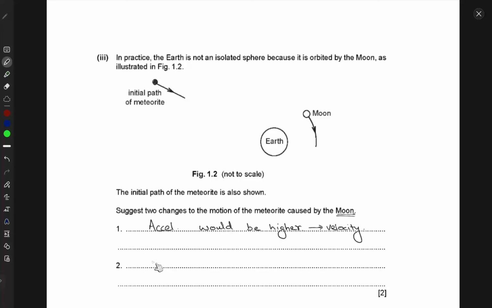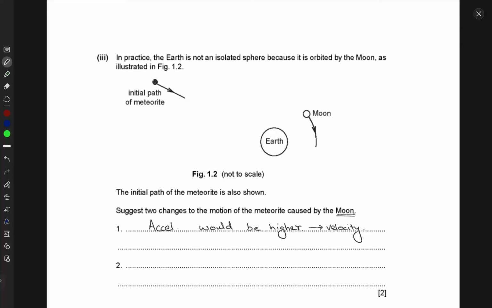It could hit the moon. Okay, so that's, yeah, maybe it could hit the moon. There's a chance for that to happen.